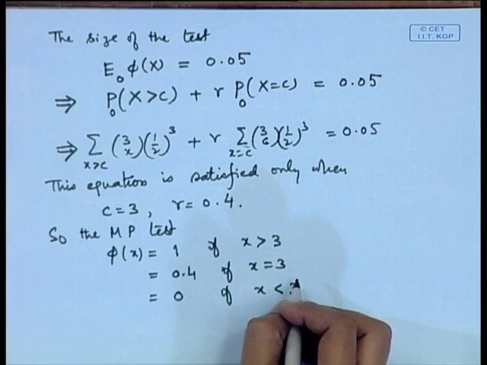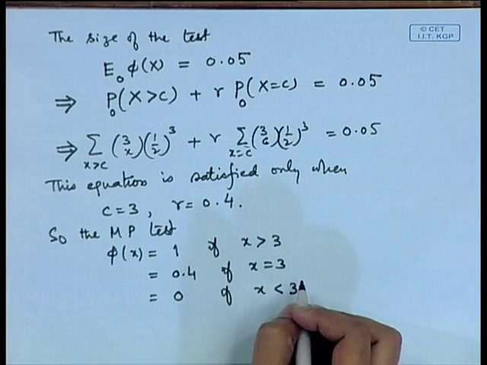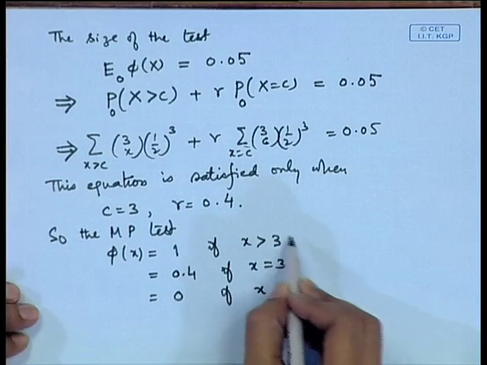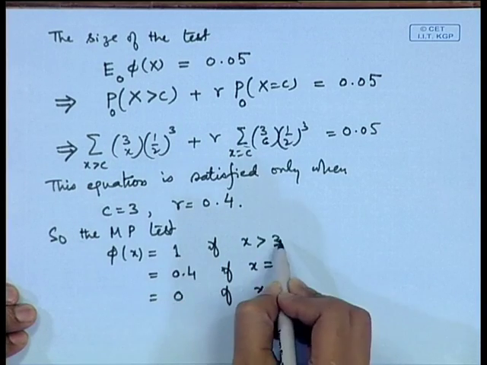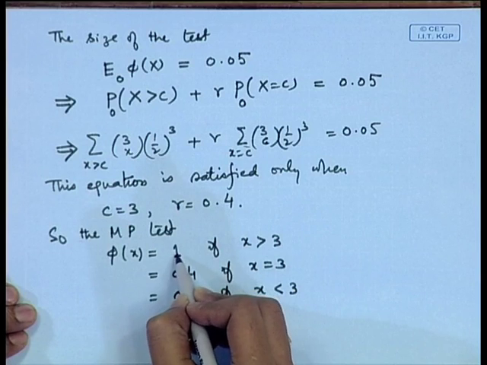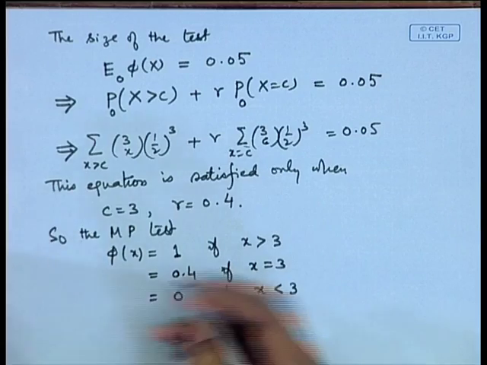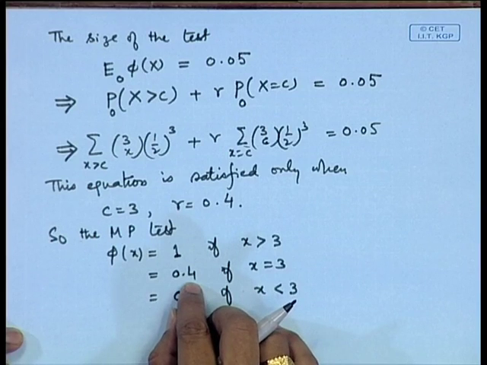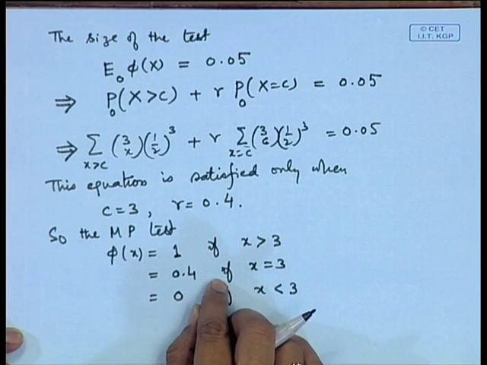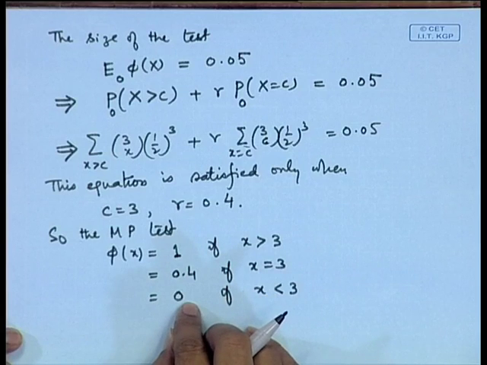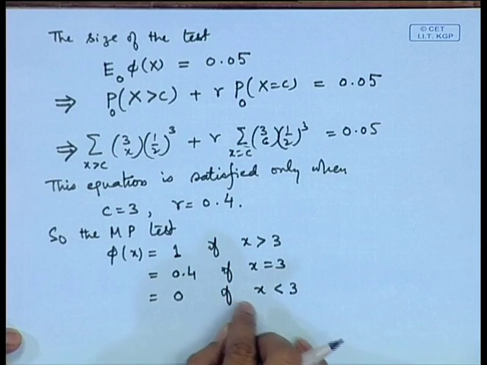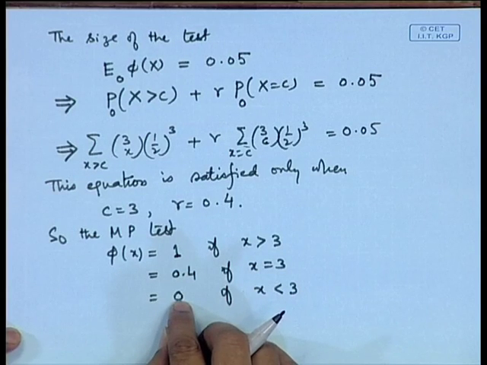So, let us look at the interpretation of this. The interpretation of this test is, because x is taking values 0, 1, 2, 3 only, that means this test is never rejecting with probability 1, it is rejecting only with some probability. That means, when we conduct the experiment and if I observe x is equal to 3, then we will reject with probability 0.4 and accept with probability 0.6. In all other cases, we accept the null hypothesis. That means, if x is equal to 0, 1, 2, then we do not reject H naught.